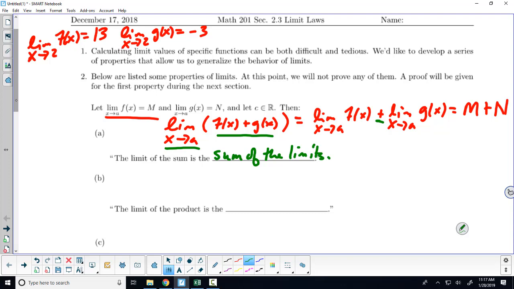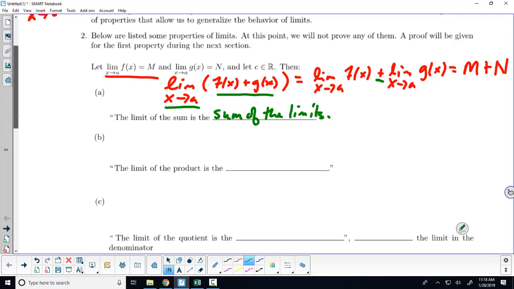Okay? The book then gives you another property where it replaces this plus sign with a minus sign. I'm not going to do that. To me, that seems redundant. But it is true that the limit of a difference is the difference of the limits. Okay? So folks, this might seem like, what's the big deal? But here is an example where we can't distribute this operation over sums.